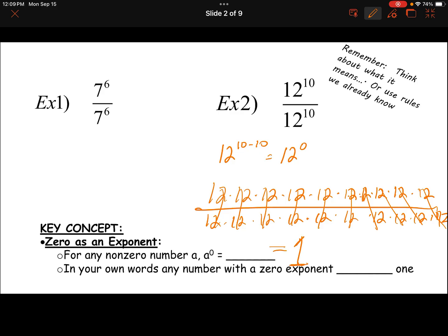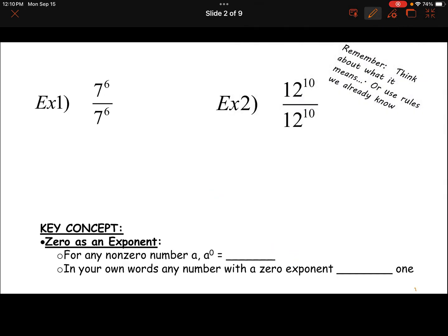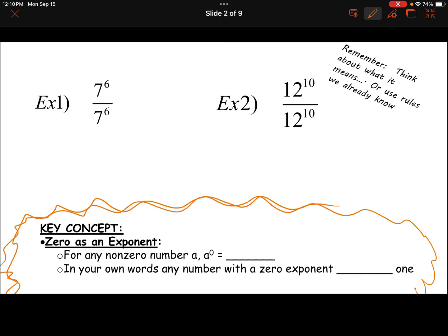And that brings us to rule number 5 of the unit, the key concept. Put a bullet around it, put a box around it. For any non-zero number a, a to the 0 power is 1. In your own words, any number with a 0 exponent equals 1. That's pretty powerful because I can write a really hard problem that I want you to do, but if it's in parentheses to the 0 power, then we get 1.